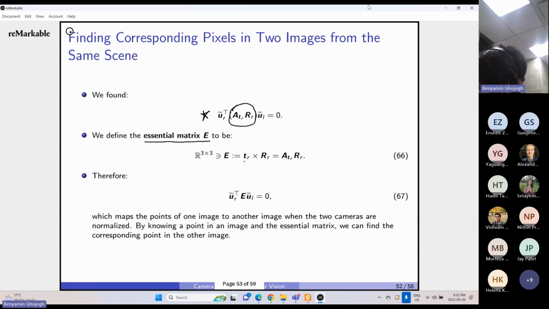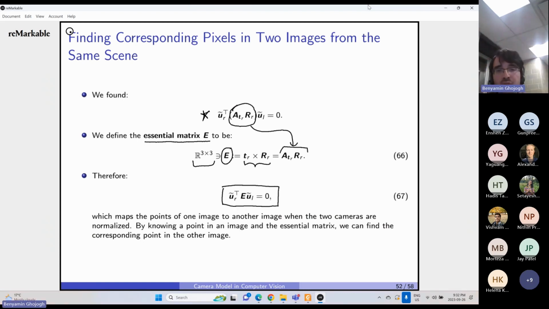Okay, this TR outer product RR also equals ATRRR. It's a 3x3 matrix, and it's denoted by E in the literature of computer vision. It's called the essential matrix. So I can replace this by E. Therefore, I will have this.